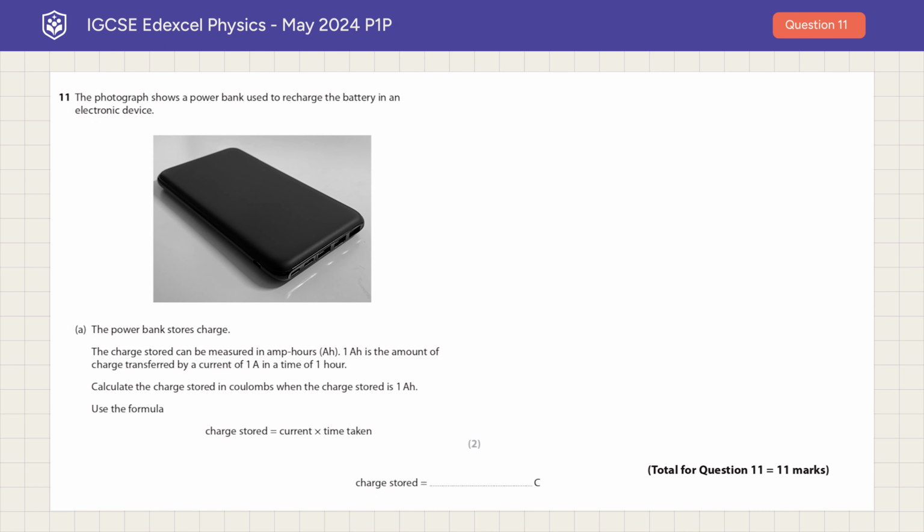Question 11 is about a power bank. Part A defines 1 amp hour. To express this in coulombs, we use charge equals current times time. That's 1 amp times 3,600 seconds, which equals 3,600 coulombs.